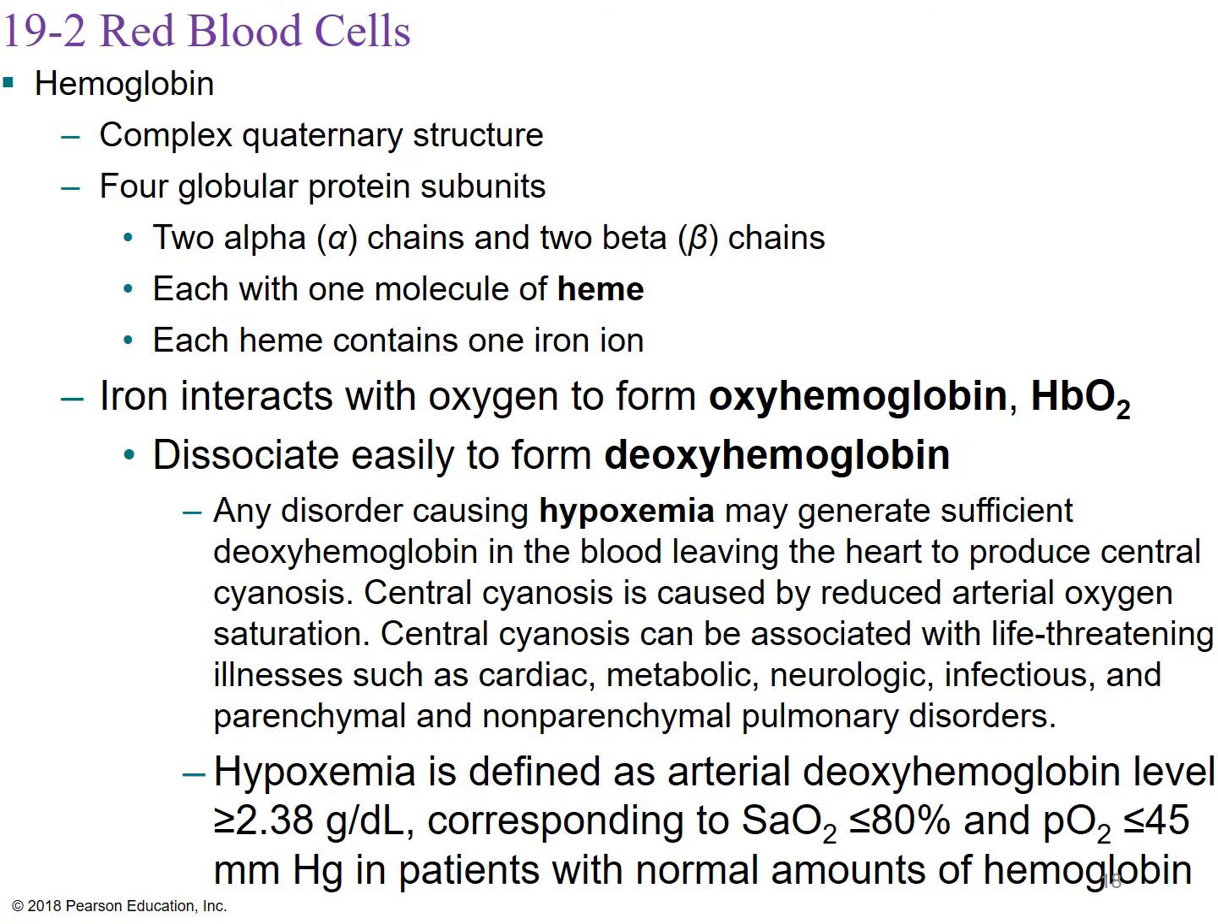So hypoxemia is basically defined as an arterial deoxyhemoglobin level greater than 2.38 grams per deciliter, corresponding to oxygen saturation of less than or equal to 80%, and a PO2 of less than or equal to 45 millimeters of mercury in patients with normal amounts of hemoglobin. So when it comes to our oxygen saturation, we want 95% and above. Okay, that PO2 is the partial pressure of oxygen. We'll talk more about partial pressures of oxygen whenever we get into the respiratory system.